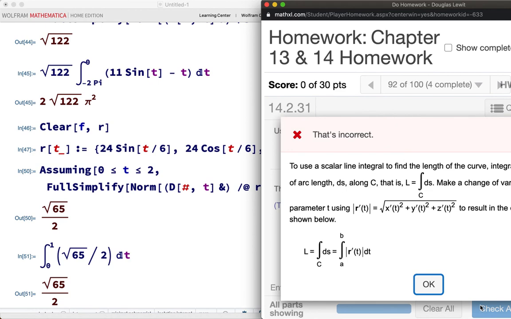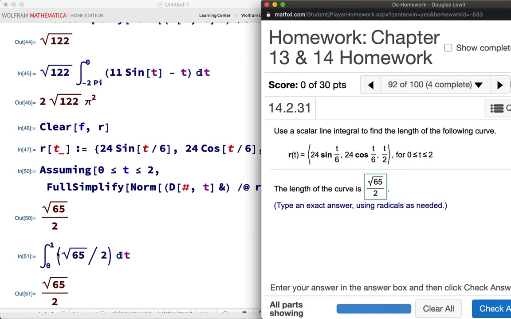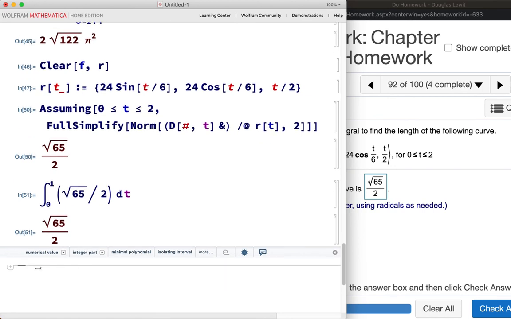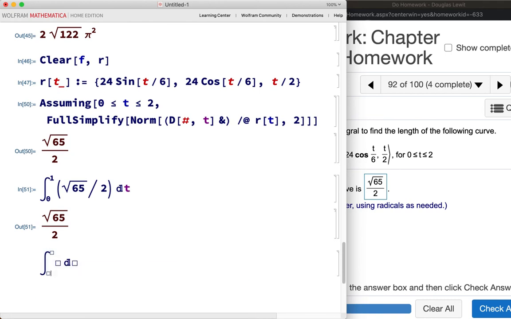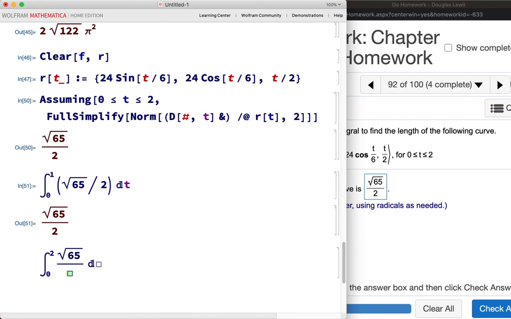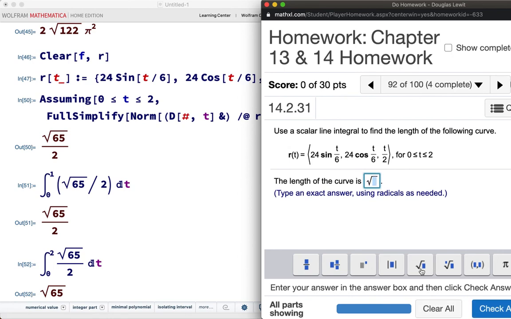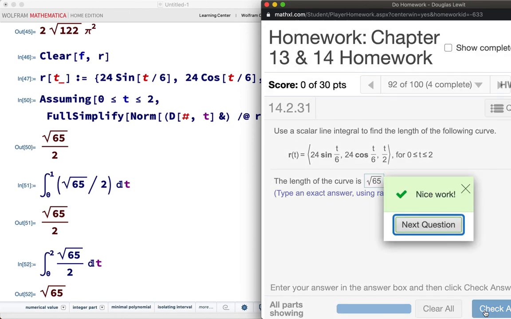Uh-oh. What did I do wrong? Oh, I know exactly what I did wrong. It's the upper limit. It's not 0 to 1, it's 0 to 2. Sorry about that. Definite integral from 0 to 2 of the square root of 65 divided by 2. I believe that's just going to be the square root of 65. There we go. Sensational.